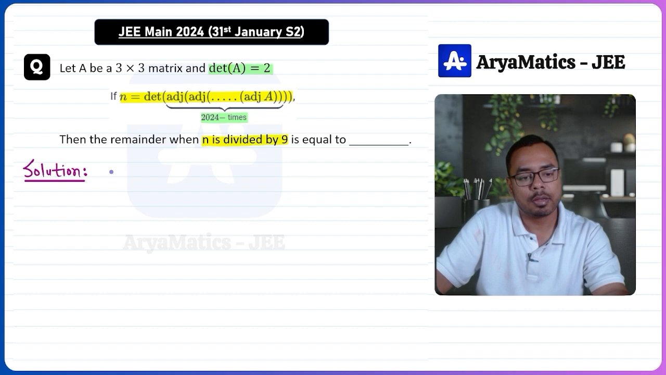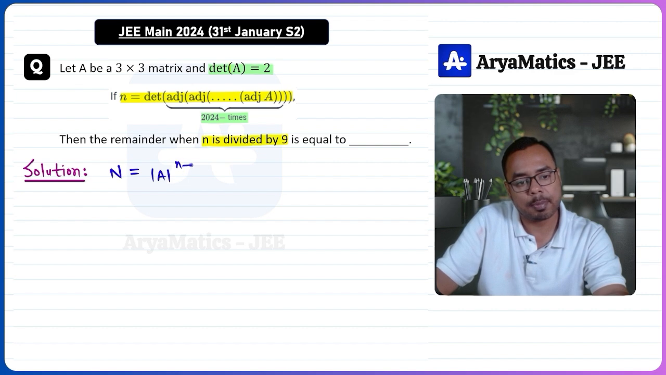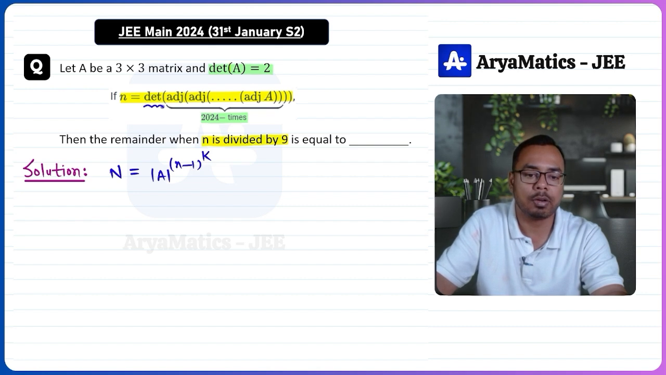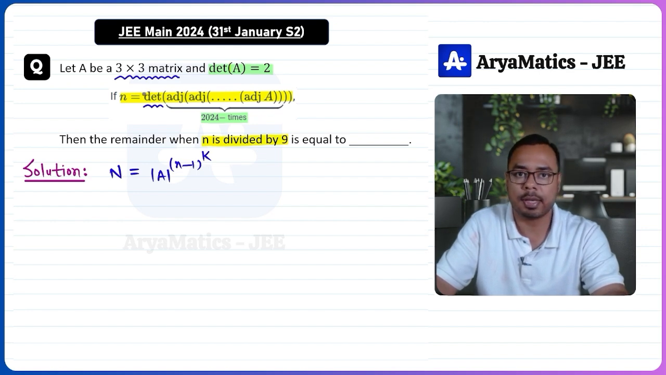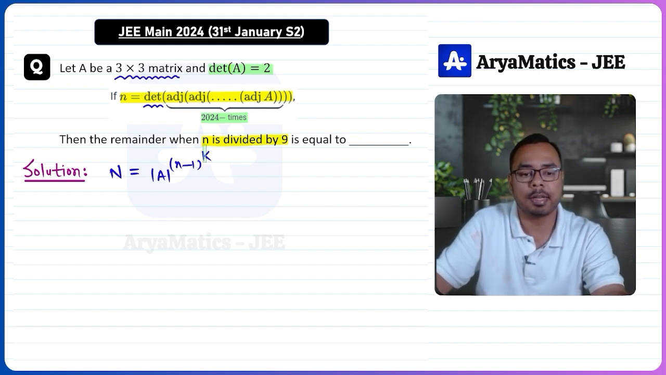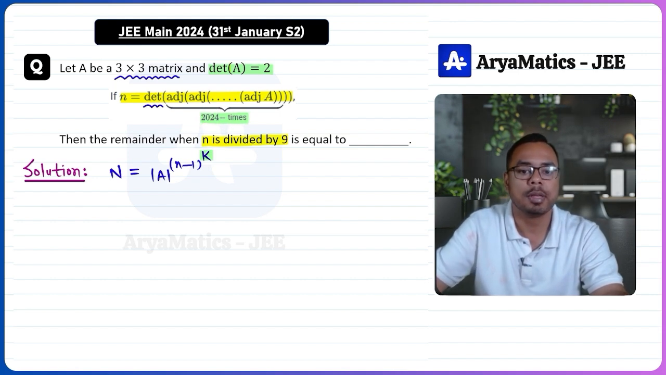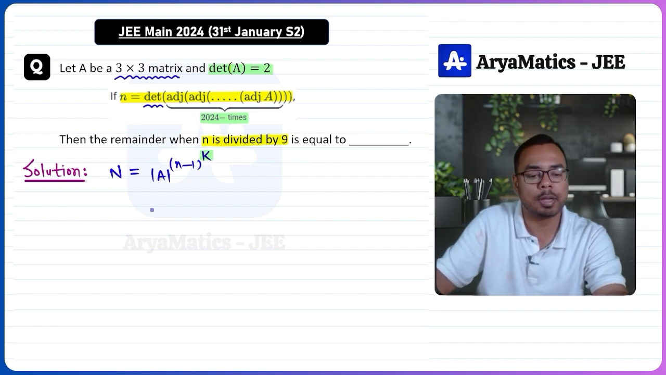So first of all, I'll represent this given number by capital N. Let us say this number N will be determinant of A raised to (n minus 1), and that raised to k. This is the standard formula for finding the determinant of the adjoint of a matrix, where the adjoint is taken a number of times. In this formula, n is the order of the matrix. For example, here we have a 3 cross 3 matrix, so n will be 3. And k is the number of times we take the adjoint. For example, here we have the adjoint 24 times, so k will be nothing but 24.